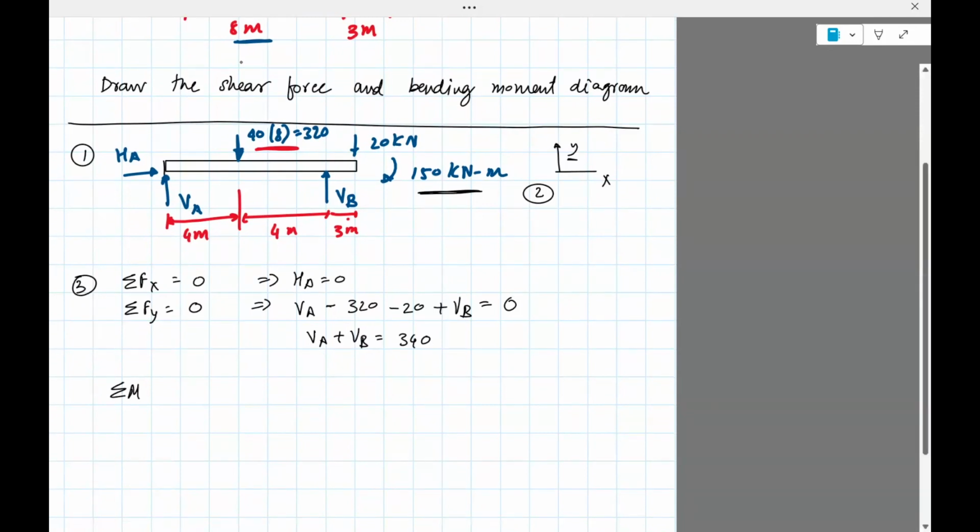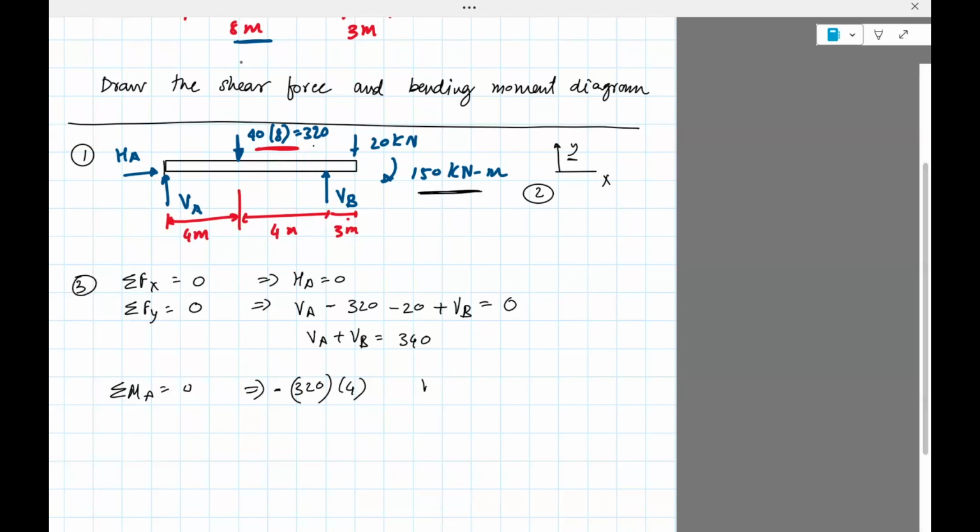Finally, we can take moments about any point. We can take about A or B. Let's just take it about A like we always have done here. So now we can write the moments due to individual loads. We have 320, which is almost like a point load acting at a distance of 4 meters from A. This 320 acting at 4 meters will induce a clockwise moment, so I'll put a negative sign.